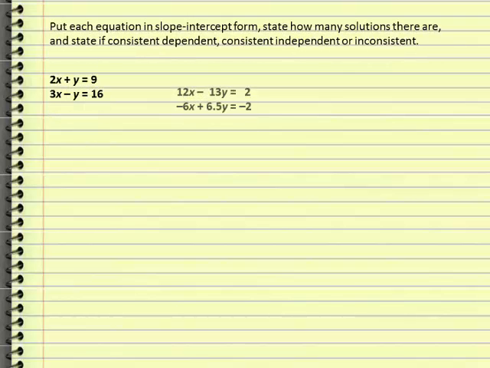So we want to put these equations into slope-intercept form, state how many solutions they have, and then name them as consistent dependent, consistent independent, or inconsistent. So I'm going to pause the video, and I would like you to try these. And then when you're finished, unpause the video and come back and see how you've done.